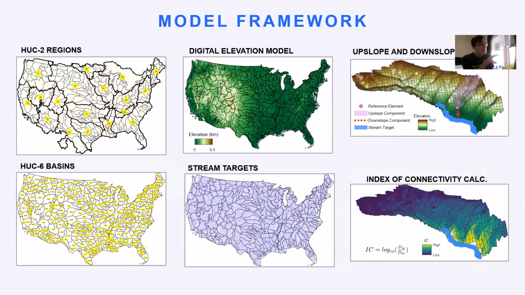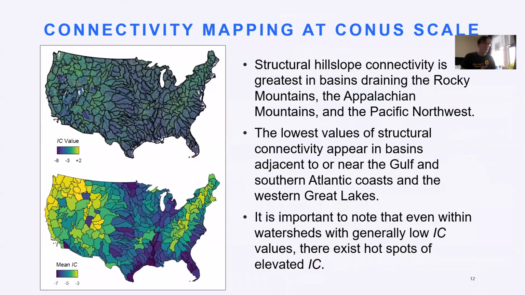So what we did was we loaded in the 18 HUC2 regions and the 332 HUC4 basins of the contiguous United States. We downloaded a digital elevation model at 10, 30, and 90 meter resolution, which was an immense amount of data, about 25 terabytes in total. We generated stream targets, and then we mapped upslope and downslope components and the index of connectivity for 80 billion cells in the continental United States. And these are the results we got.